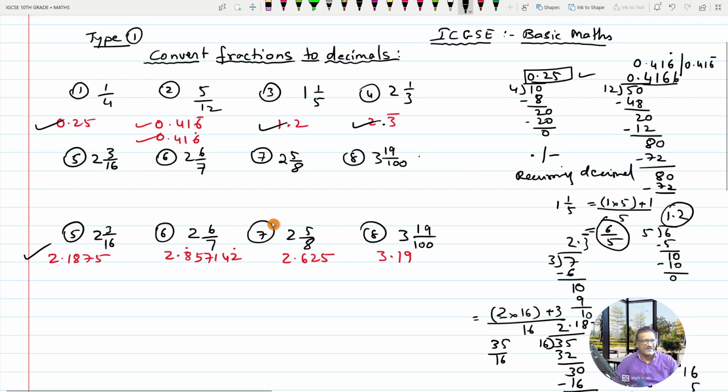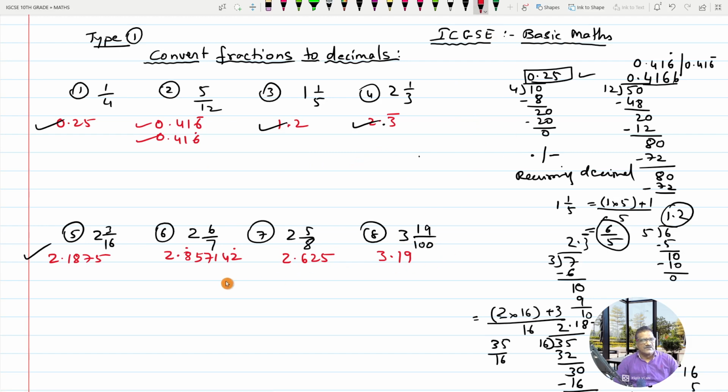I think I've repeated this question. Okay, this has been repeated. Fine, no issue. I'll just remove this. So we got this answer as 2.1875.